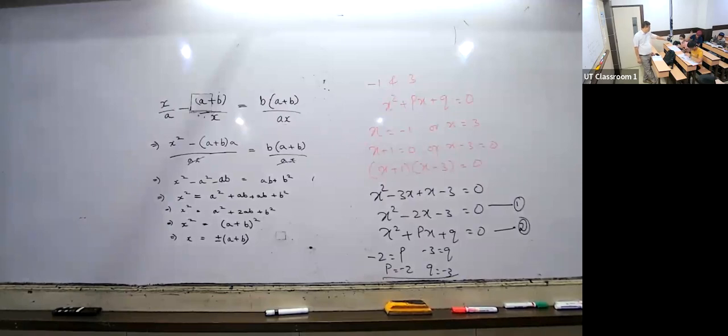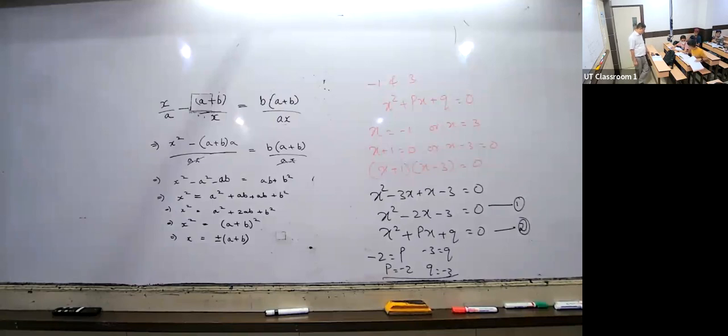2 times bracket x square minus 6 equals 3 times bracket x minus 4. Open the bracket now: 2x square minus 12 is equal to 3x minus 12. So minus 12 cancels. Now take x as common. What do we get? x into bracket 2x minus 3. Yes or no? So x equal to 0, one solution you got, 2x minus 3 equal to 0, second solution. Yes, what was your problem?